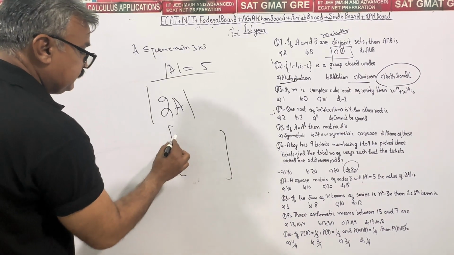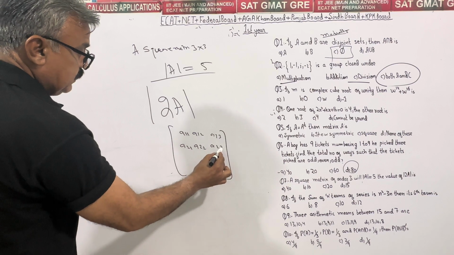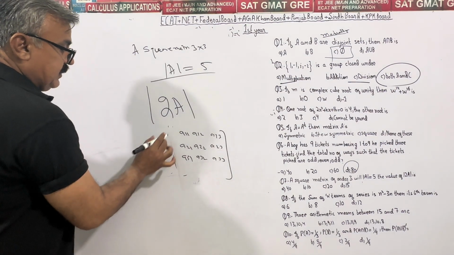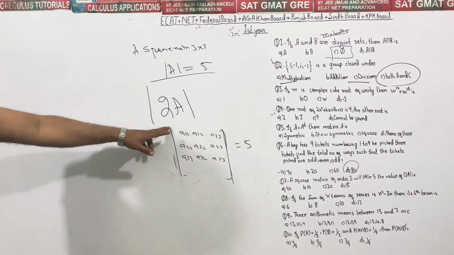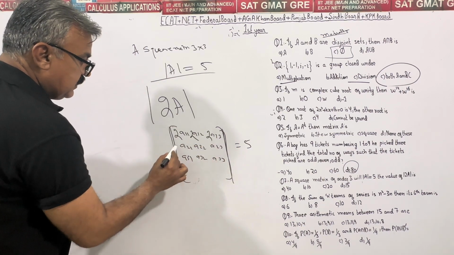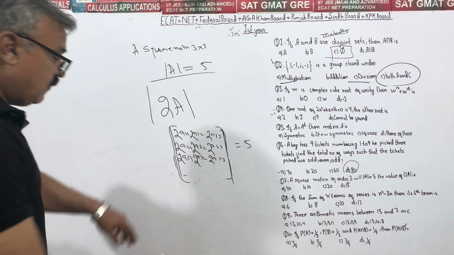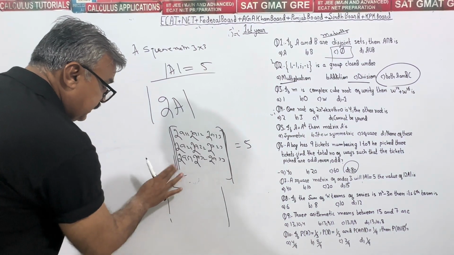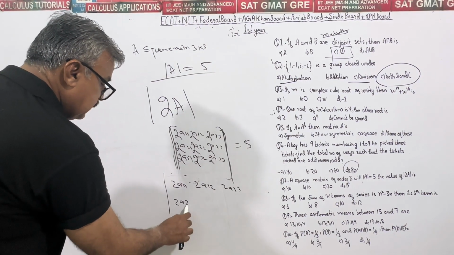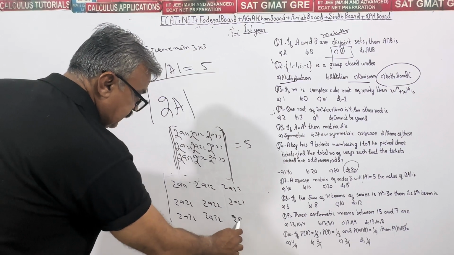Take any 3 by 3 matrix: A11, A12, A13, A21, A22, A23, A31, A32, A33. That's our 3 by 3 matrix having determinant equal to 5. If we multiply 2 with the matrix, every entry becomes 2 times A. That is the way of multiplying a scalar to a matrix. Okay, now find its determinant: 2 times A11, 2 times A12, 2 times A13, 2 times A21, 2 times A22, 2 times A23, 2 times A31, 2 times A32, 2 times A33.